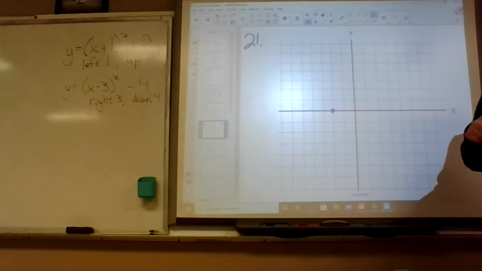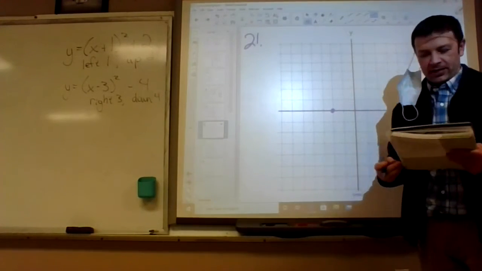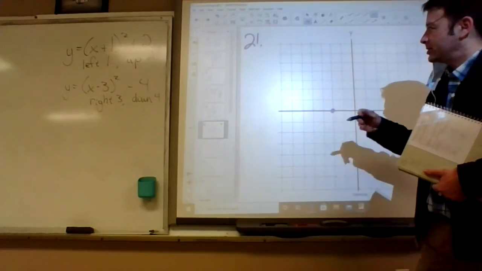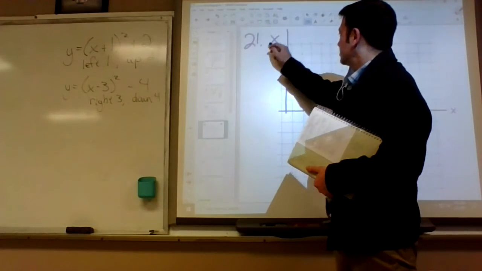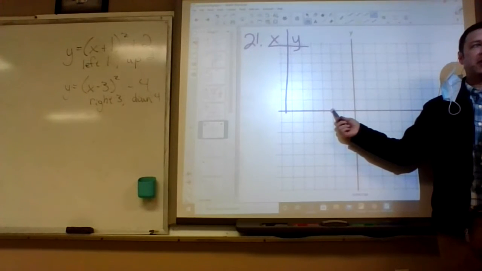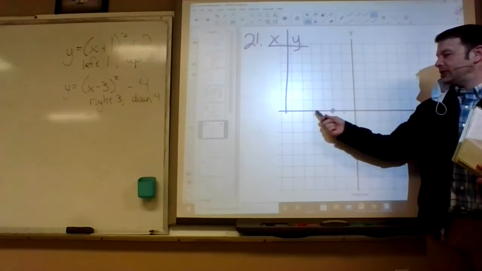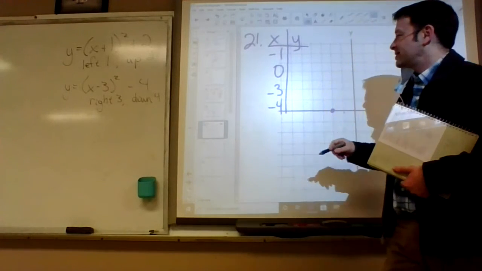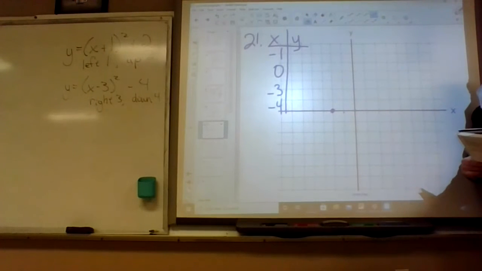I don't know how to describe it, but it's not a parabola, right? But even if we forget the shape, we're still plugging in numbers, so it doesn't matter. What's a good x value to plug in? This graph is centered at x equals -2, so good x values are -1, 0, -3, and -4. This shape is not symmetrical, because it's x cubed.